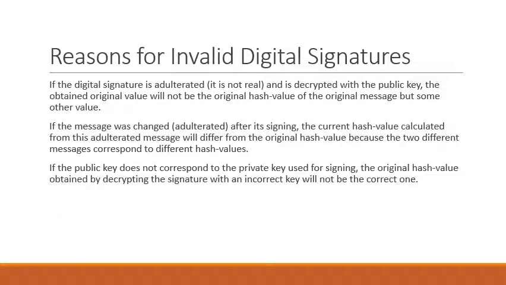If the public key does not correspond to the private key used for signing, the original hash value obtained by decrypting the signature with an incorrect key will not be the correct one. This is just like the first case. If the public key isn't the counterpart of the private key, the hash value for the private key will be different from the hash value for the public key, and it will not be able to decrypt.